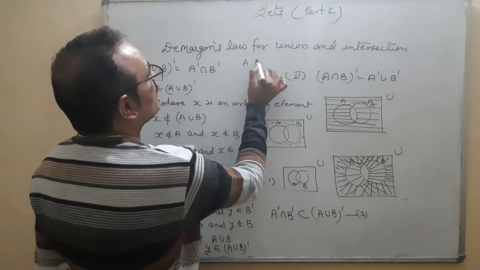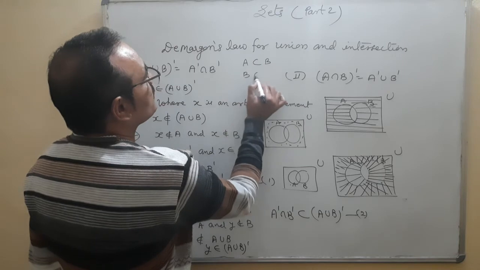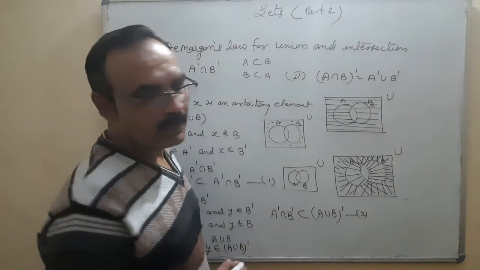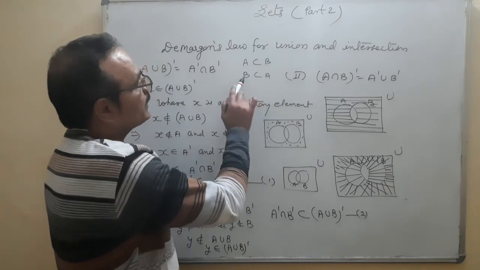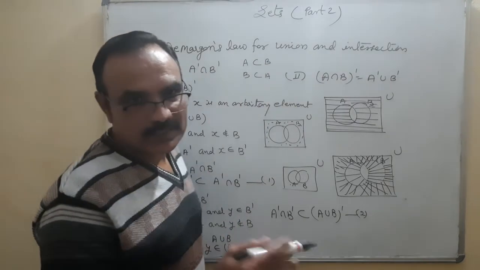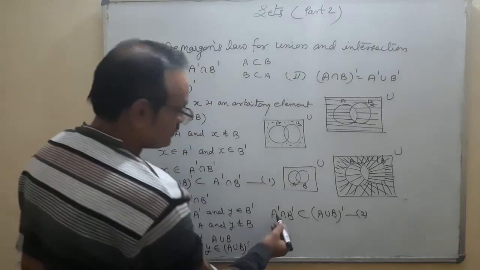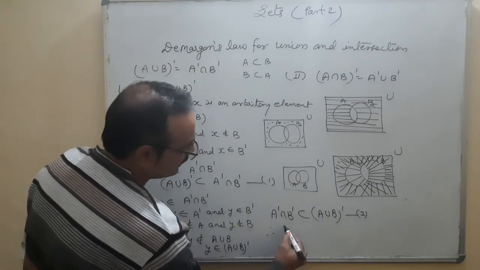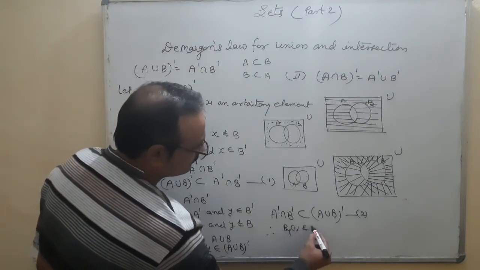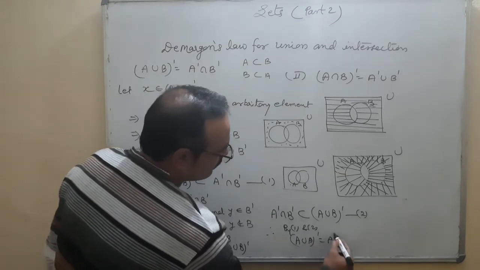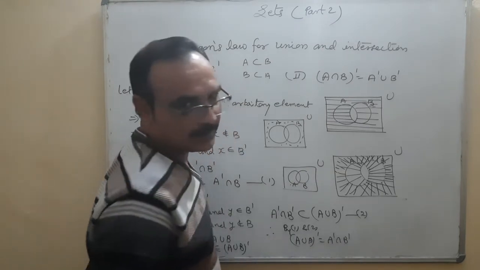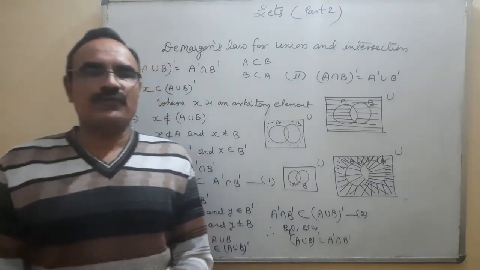Suppose A is a subset of B and B is a subset of A. What does it mean? Every element of A is an element of B. Every element of B is an element of A. That means A and B are equal. Therefore, by 1 and 2, A union B complement is equal to A complement intersection B complement. Okay. So this is the proof of De Morgan's law.